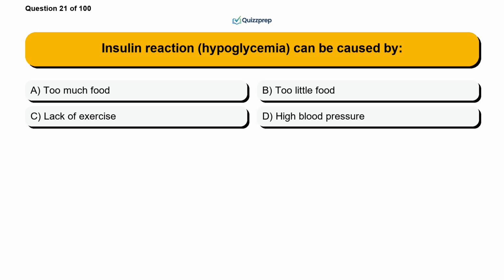Question 21. Insulin reaction, hypoglycemia, can be caused by: Option A, too much food. Option B, too little food. Option C, lack of exercise. Option D, high blood pressure.